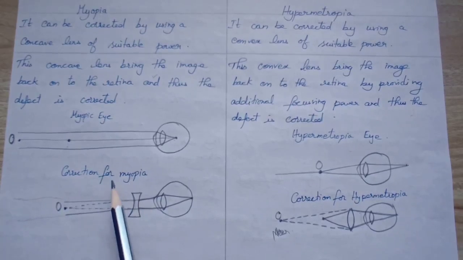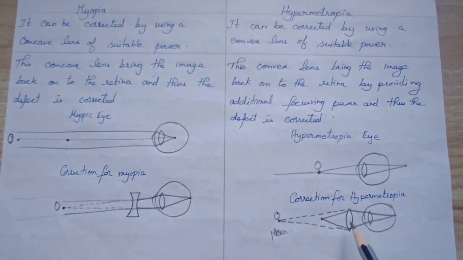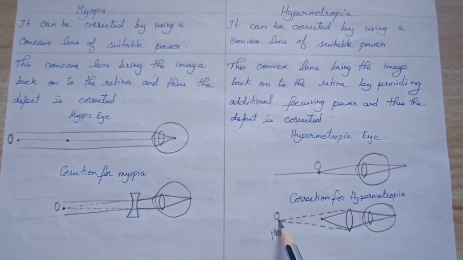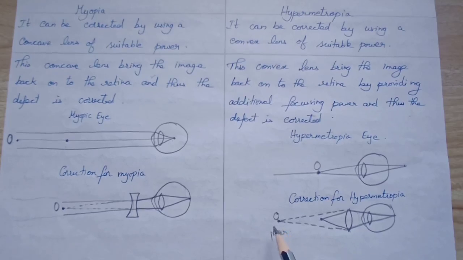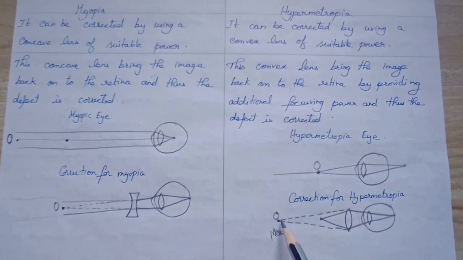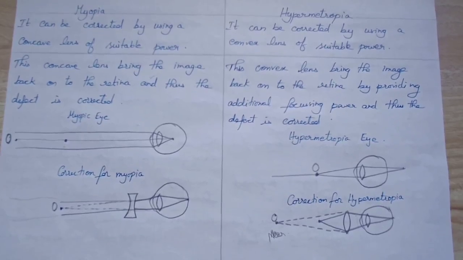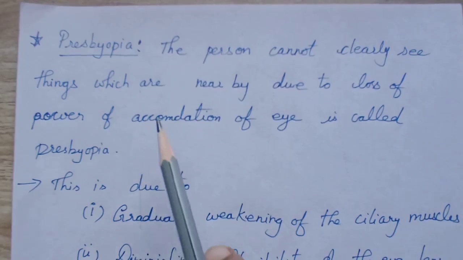In case of myopia, we are going to use a concave lens. In case of hypermetropia, we are going to use a convex lens. So it appears to converge at this point, and you brought back this image here for their near point image. Now they are able to get the image at the retina. This is how it is corrected. Next we'll see presbyopia.